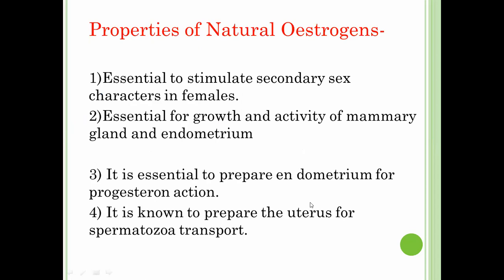The next point, properties of natural estrogen. First, it is essential to stimulate the secondary sex characteristics in the female. Then it is essential for growth and activity of mammary glands and endometrium. Here, what is meant by endometrium? Where is it located?